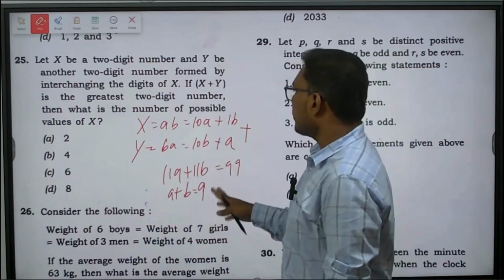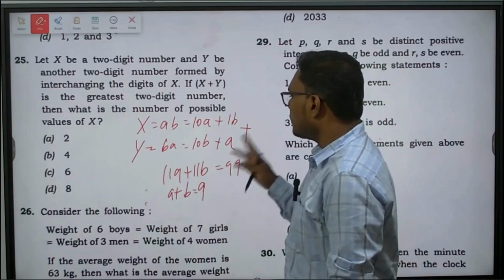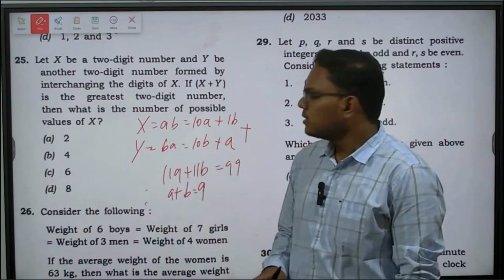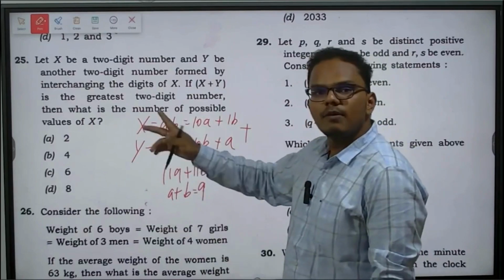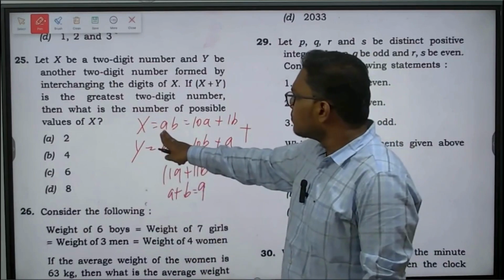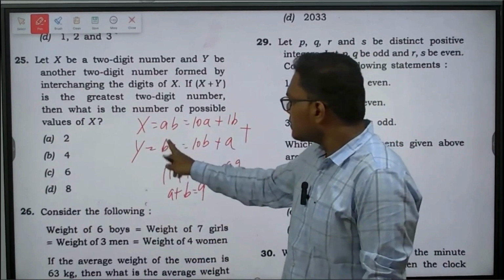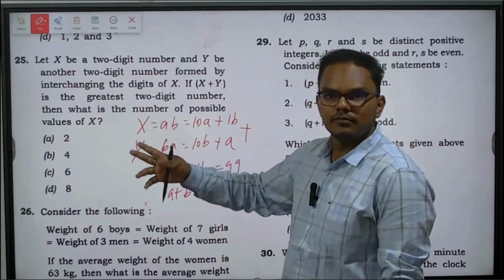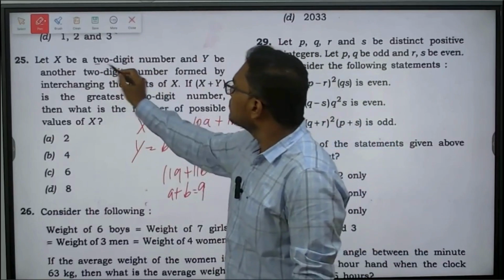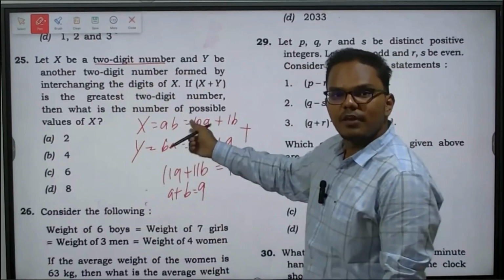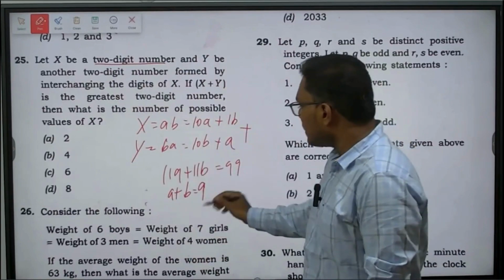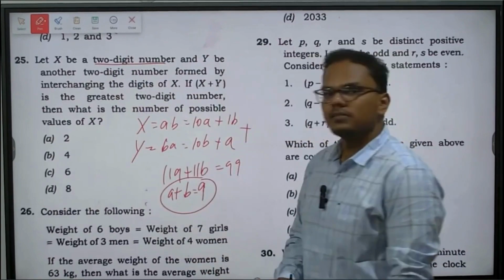Now it's given it's a two-digit number, so either a or b cannot be 0, because assume your AB is 70. If you reverse it, you will get 7, which is not a two-digit number. But what is the question? It's given both are two-digit numbers, so neither a nor b should be 0. So now see what are the possibilities for which your a plus b is 9.